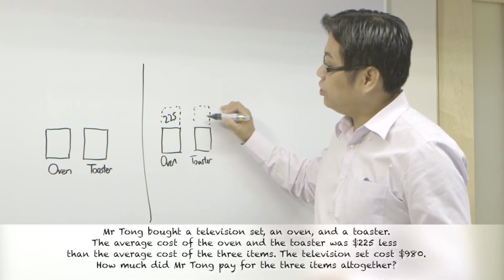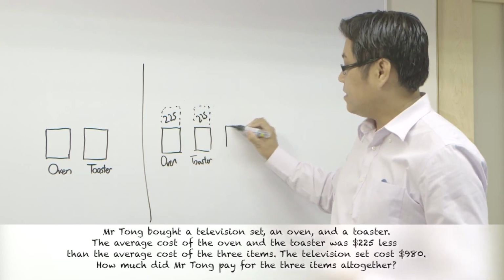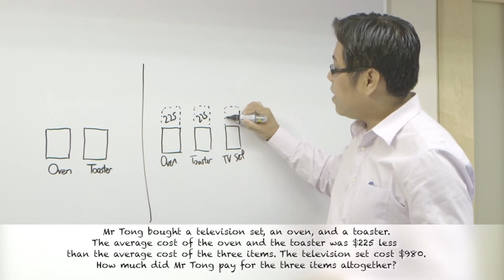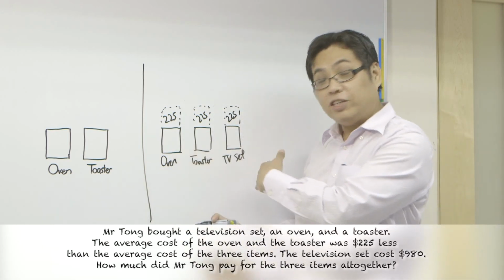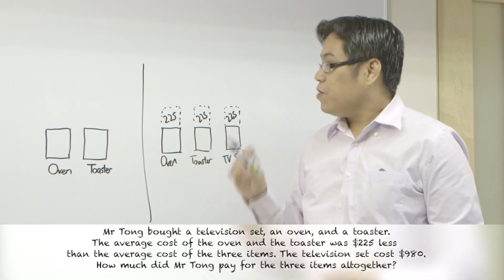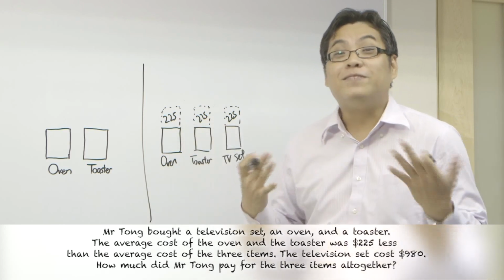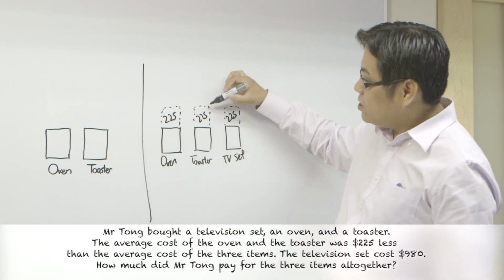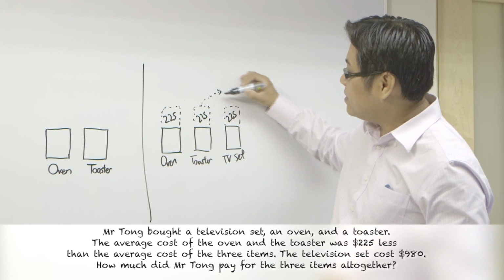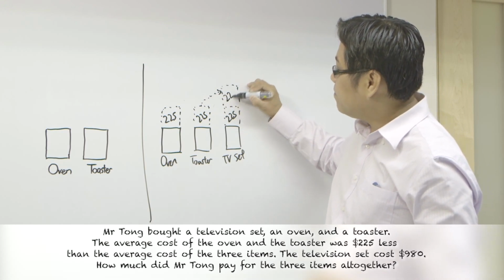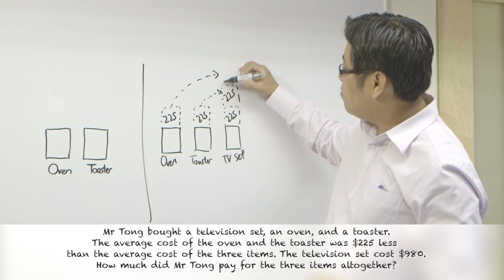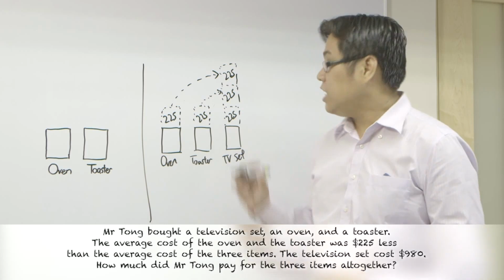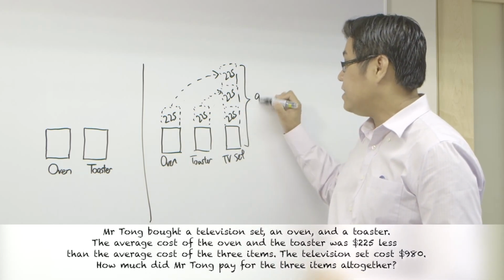And because it's the average, the TV set will also look like this. 225. So that's the new average. Now, to solve the question, we must understand that this 225 must come from somewhere. And where did it come from? The third item, the TV set. So let's return this 225 back to the TV set, and it will look like this. 225. And in the question, we know that the TV set actually cost 980.